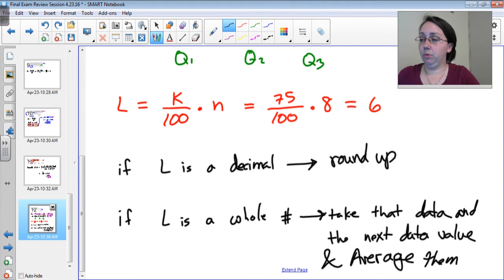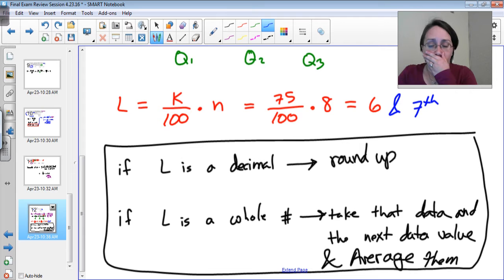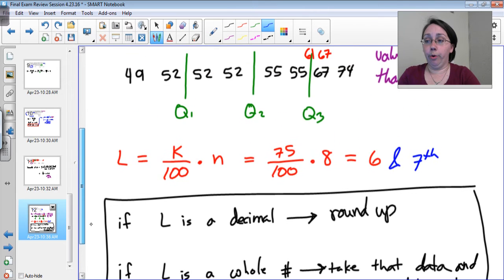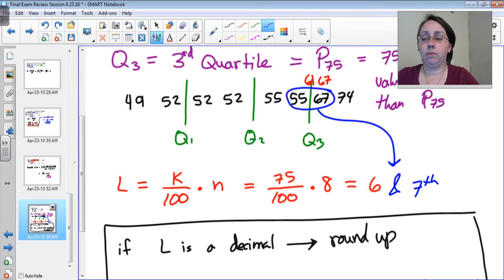So these are the rules no matter what your L is. Now for our case, we have a whole number, so we're going to take the 6th data value and the 7th data value in order. All right, so here's 6 and 7. Those are the data values we need. We add them together and divide by 2. And I'm guessing we get 61.